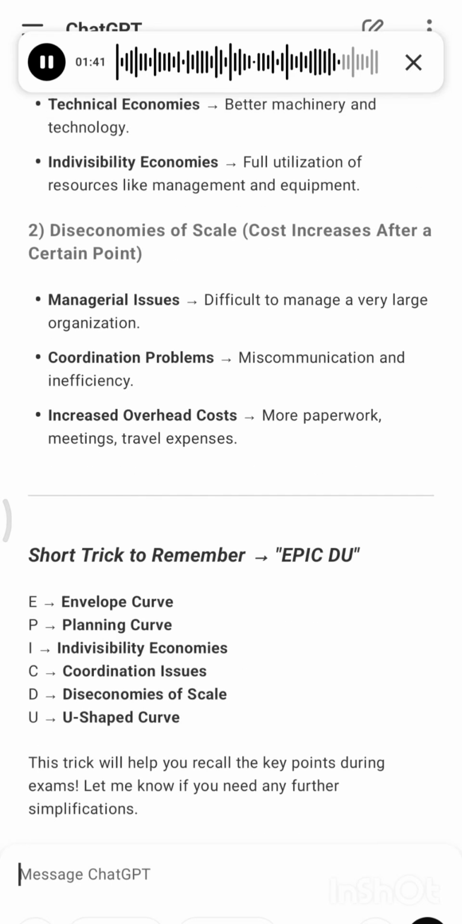Short trick to remember: EPIC DU. E, envelope curve. P, planning curve. I, indivisibility economies. C, coordination issues. D, diseconomies of scale. U, U-shaped curve. This trick will help you recall the key points during exams.